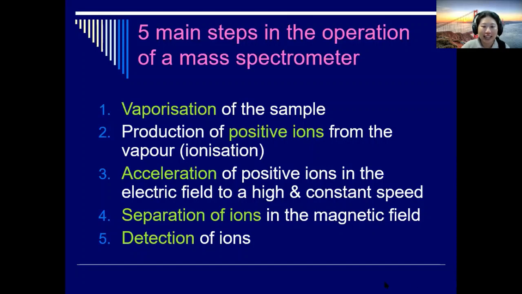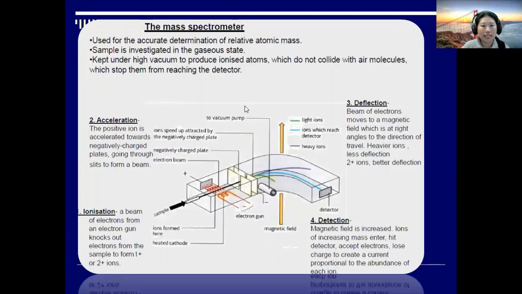And then detection of the ions is the final stage, and then you produce a mass spectrum. Okay, so these are the things that you use to do analysis. So vaporization, ionization, acceleration in the electric field, deflection in the magnetic field. Okay, no? Deflection is where we can separate the ions.